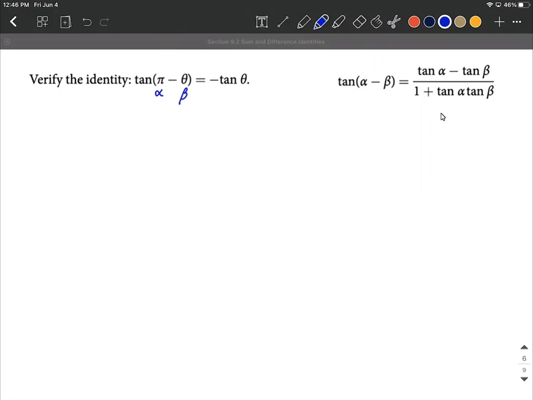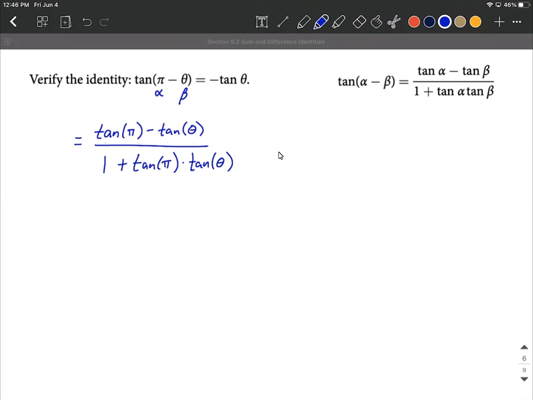So we can say the left-hand side is going to be tangent of pi minus tangent of theta all over 1 plus tangent of pi times tangent of theta. So basically just filling into our nice difference formula for tangent.